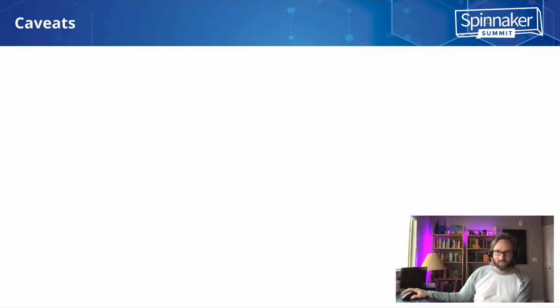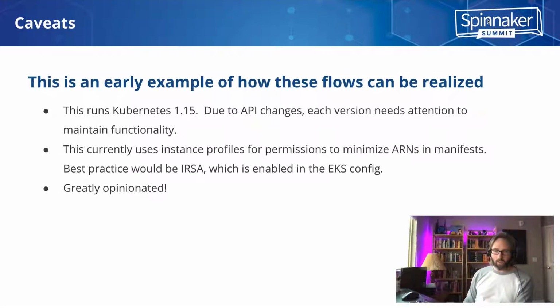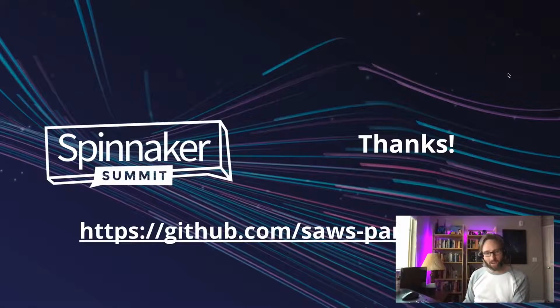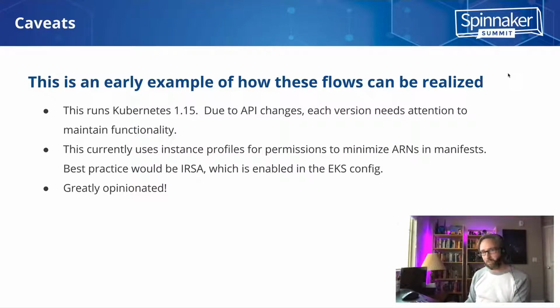Now, as you're working through this toolchain, please keep in mind that it comes along with some caveats. This is a very, very early example of how these fully declarative flows can be realized across AWS, EKS, and Spinnaker. This applies to a variety of other application types and is compatible with a number of different cloud providers. But the fact that it is early and it is a prototype means that it comes along with some gaps and potential opinionated choices. For example, right now this version runs on Kubernetes 1.15. Now, that's an older version of Kubernetes, and we intend to change it to more modern versions.